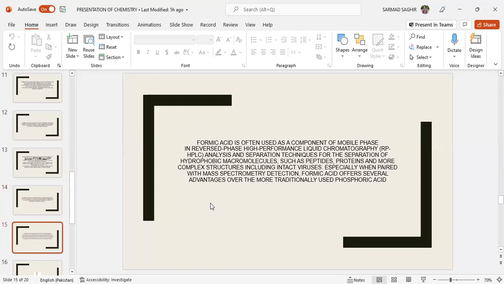Formic acid is often used as a component of mobile phase in reverse phase high performance liquid chromatography analysis and separation techniques for the separation of hydrophobic macromolecules such as peptides, proteins, and more complex structures, including intact viruses, especially when paired with mass spectrometry detection. Formic acid offers several advantages over the more traditionally used phosphoric acid.